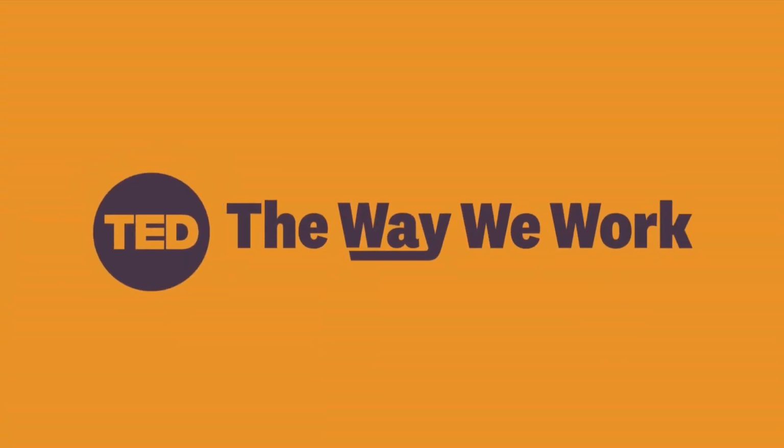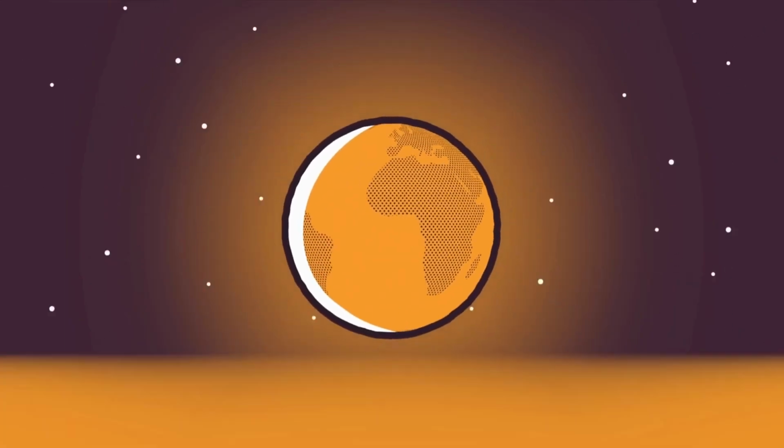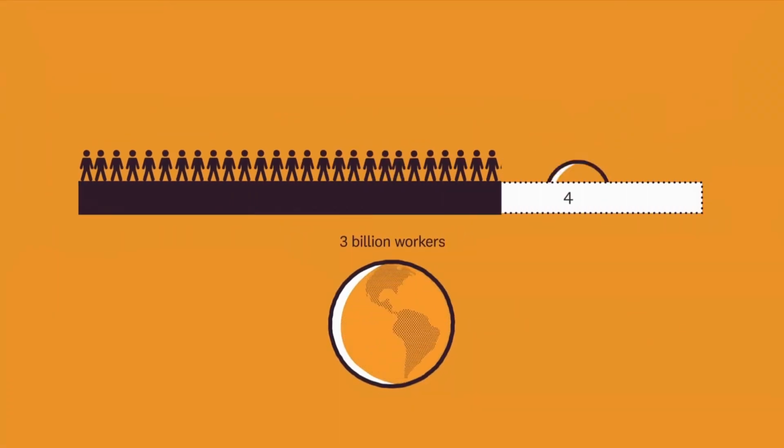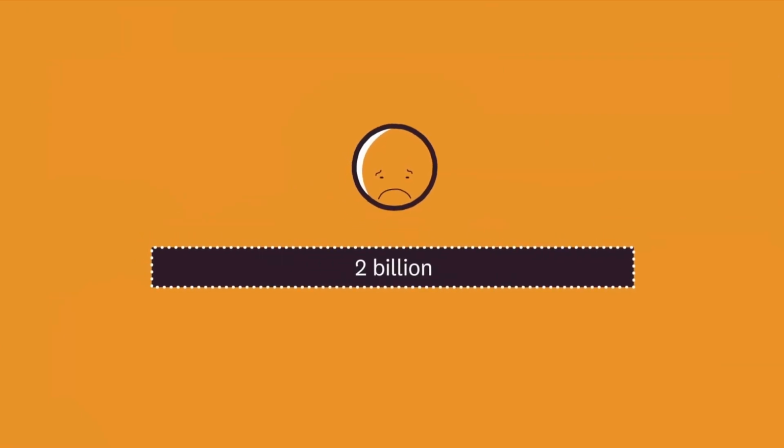We survey CEOs, police officers, truck drivers, cooks, engineers. If people are working, we've surveyed them. And what we know in terms of their happiness, workers all want the same things. There's 3 billion working people in the world, and about 40% of them would say they're happy at work. That means about 1.8 billion, or almost 2 billion people, are not happy at work. What does that do, both to those people and the organizations that they work in?